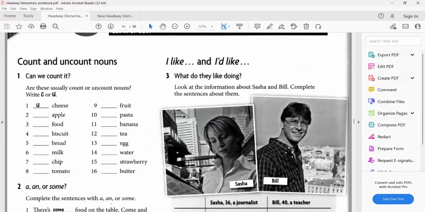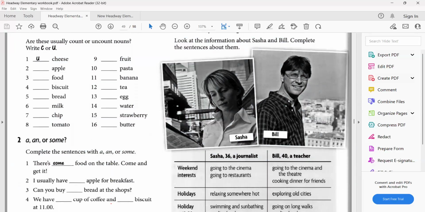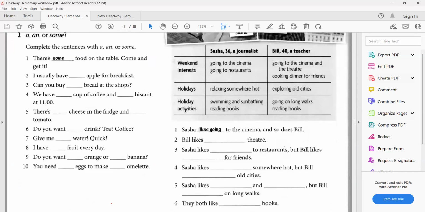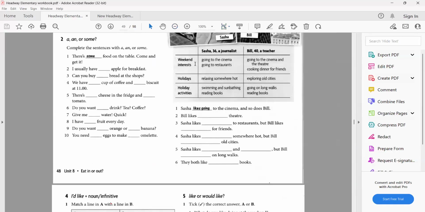So, look at the information about Sasha and Bill. Complete the sentences about them. Here are the sentences about Sasha and Bill. We have 6 sentences. We need to fill the gaps from the box. Sasha likes going to the cinema and so does Bill. Why did I say this? Because we can say going to the cinema. So Sasha likes going to the cinema and so does Bill.